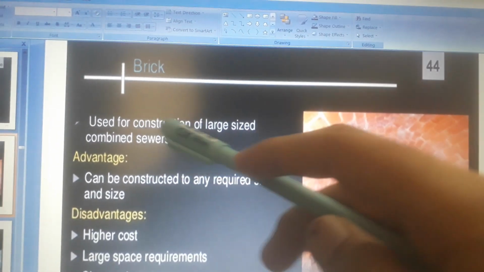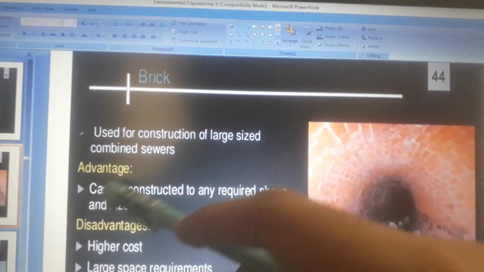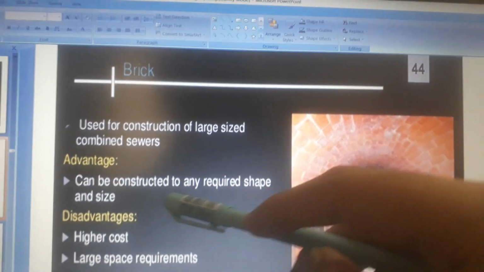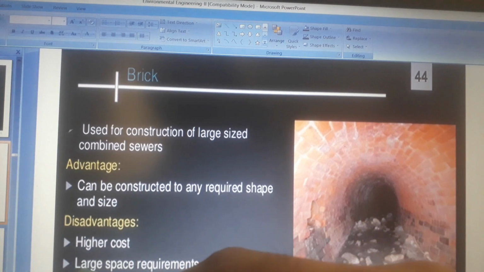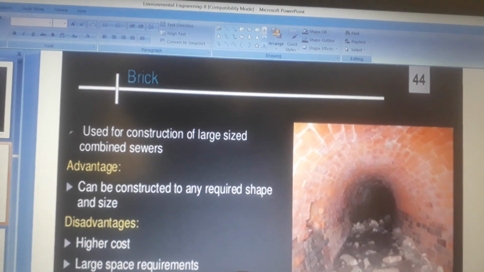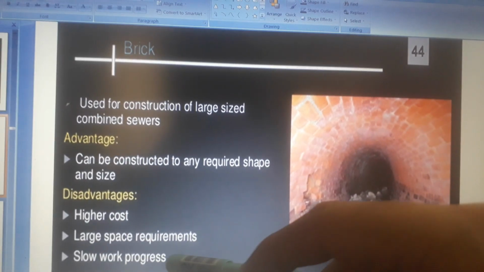Brick, used for construction of large sized combined sewers. Advantage: can be constructed to any required shape and size. Disadvantages of brick: higher cost, large space requirements, slow work progress.